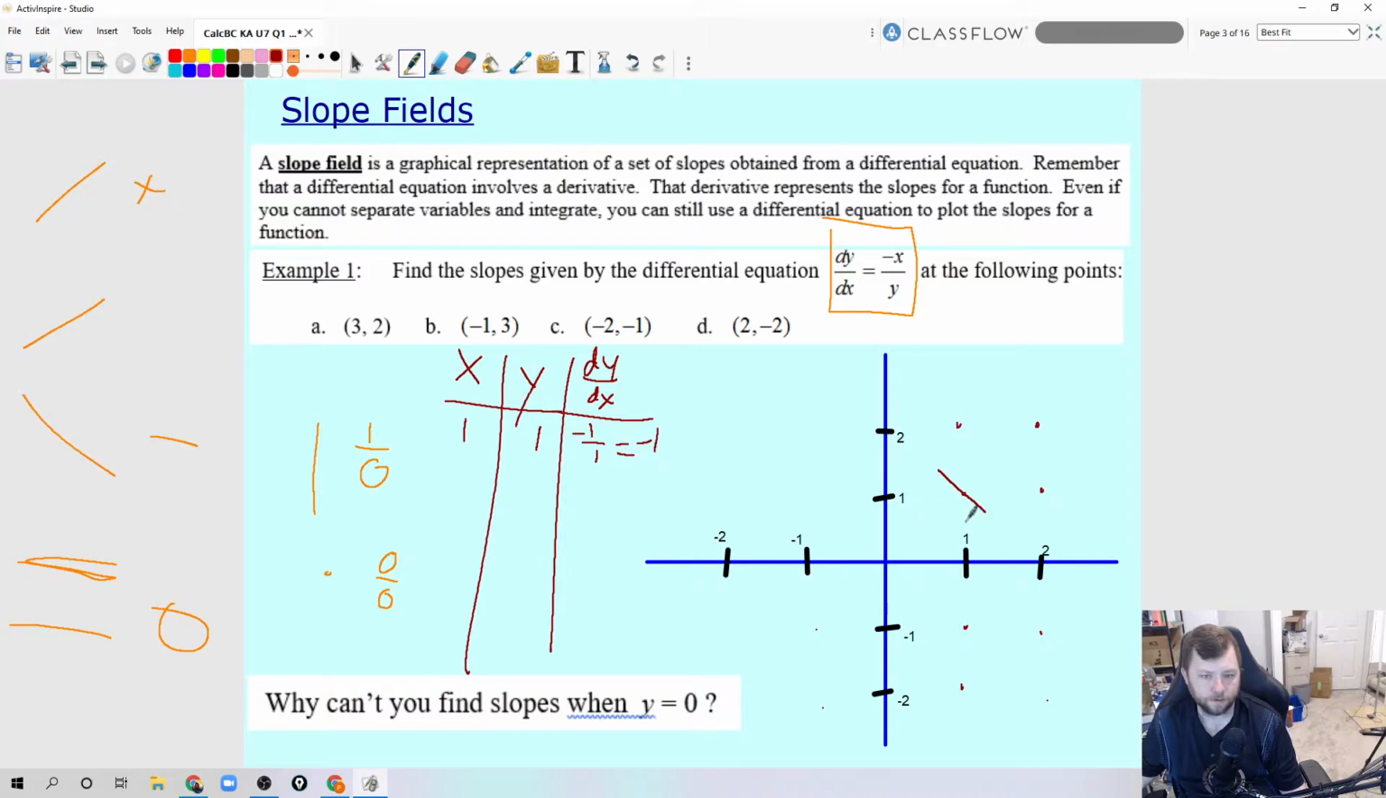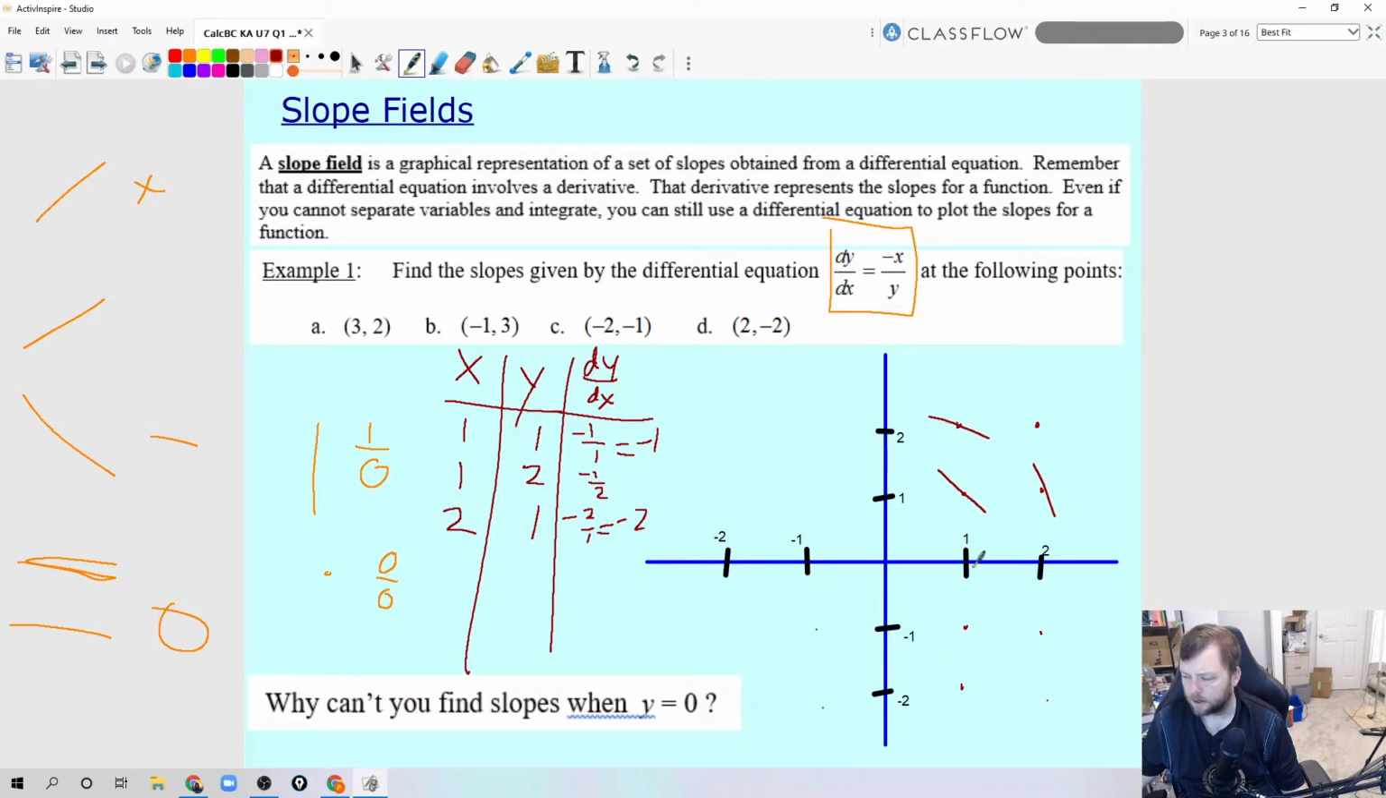It should be negative. Now, let's say I pick the point 1, 2 right there. That would be negative 1 over 2, so negative 1/2. Now, that's going down, but it's going to be a little bit shallower. So maybe I'll do that. It's a little shallow. You don't have to be perfect. What if I did this point right here, 2, 1? Well, that would be negative 2 over 1, or just negative 2. So that's going to be steeper going down. So maybe it looks like this.